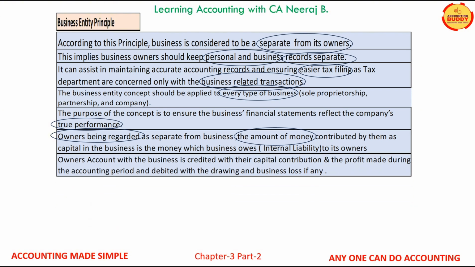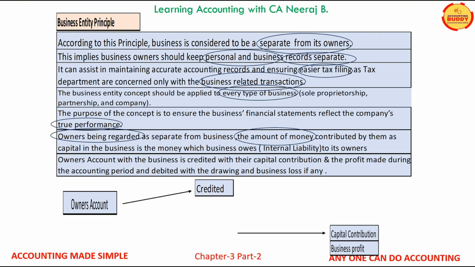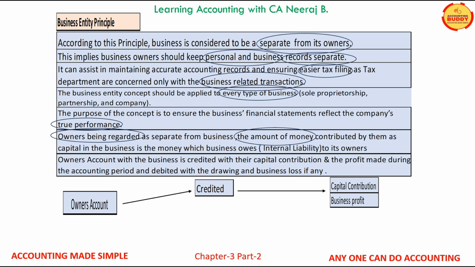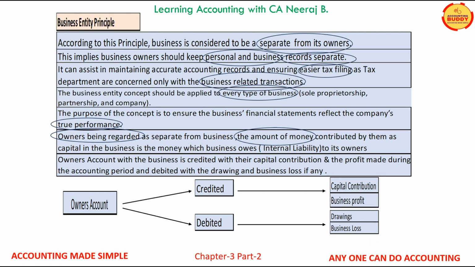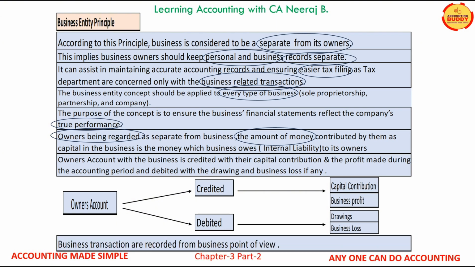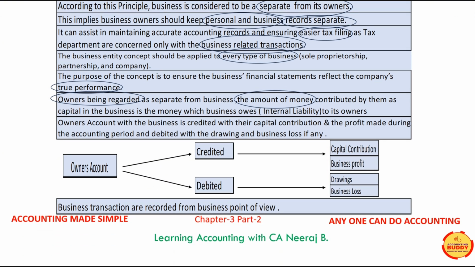Transactions between the owner and the business are tracked in a separate account that is called the owner's account, which is also called owner's equity. It is credited with the amount of capital contributed and the profit earned. It is debited with the amount of drawings and the losses incurred during the accounting period.